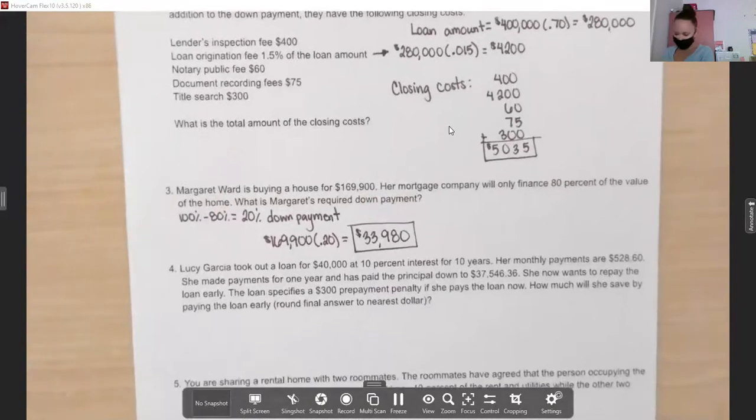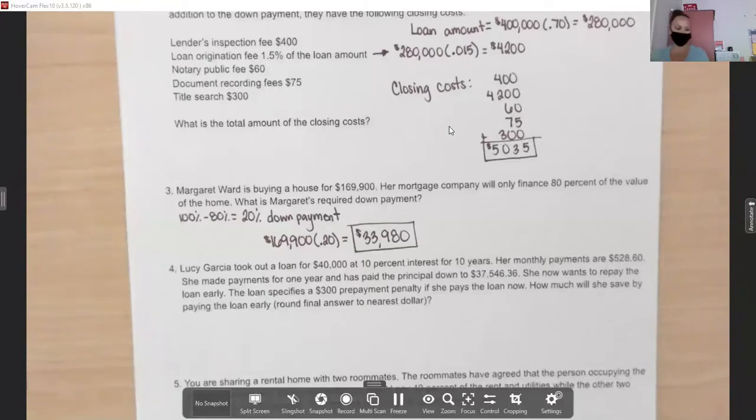Number 4, Lucy Garcia took out a loan for $40,000 at 10% interest for 10 years. Her monthly payments are $528.60. She made payments for 1 year and has paid the principal down to $37,546.36. She now wants to repay the loan early. The loan specifies a $300 prepayment penalty if she pays the loan now. How much will she save by paying the loan early? Round to the nearest whole dollar.